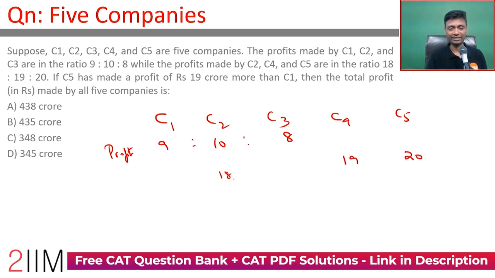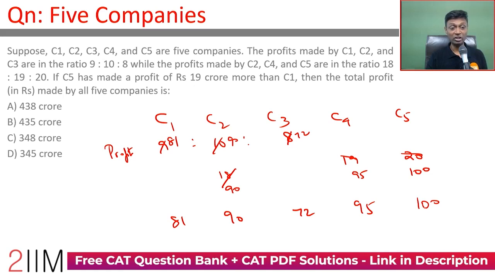This is 10, this is 18. LCM is 90, so reject this. This becomes 90. This is 81, 90, 72. Becomes 90, 95, 100. So the ratio is 81 is to 90 is to 72 is to 95 is to 100, all in terms of X.